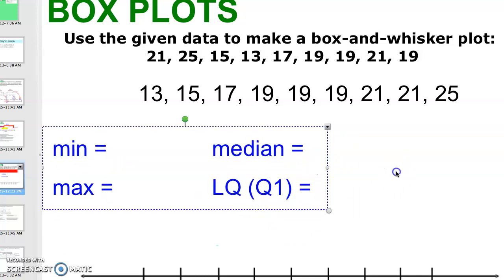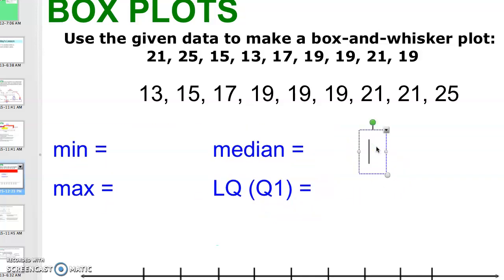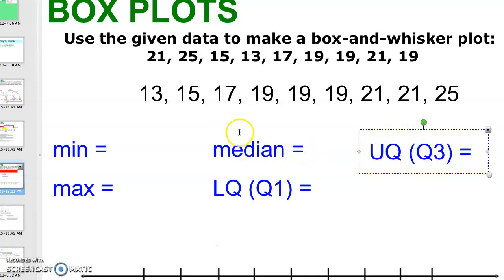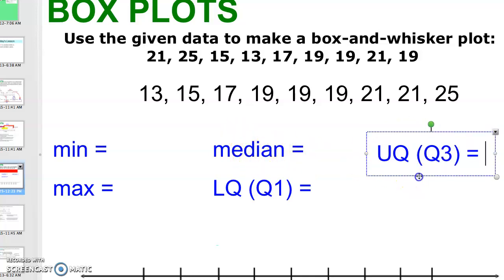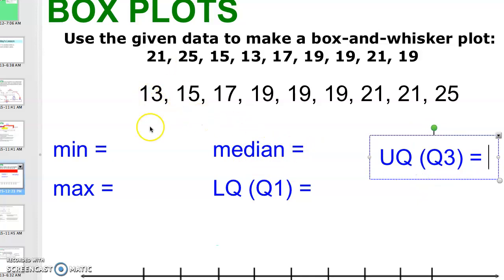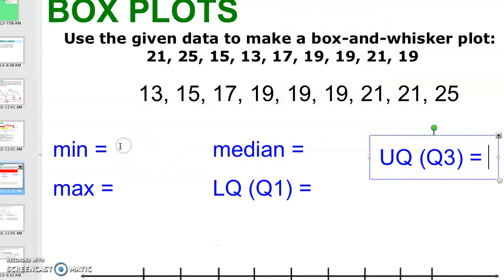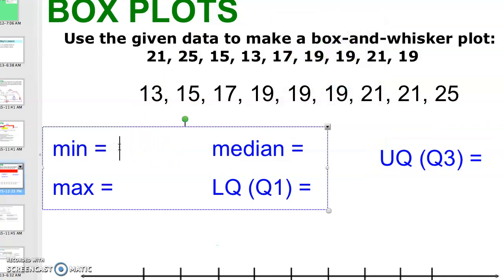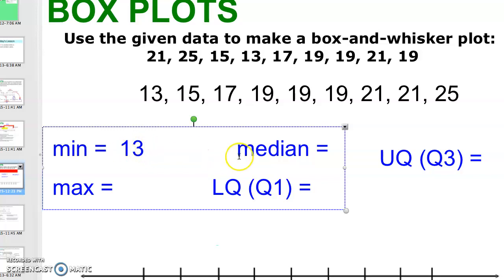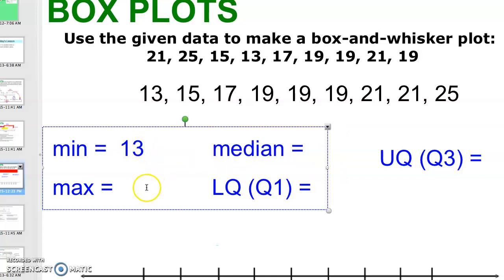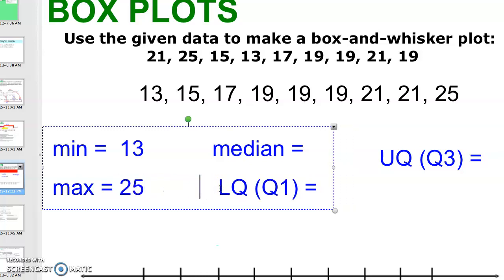Okay. And then we also need the upper quartile or quartile 3. Sorry. The median is quartile 2. Okay. So minimum, we already know the minimum. Min and max are the two easiest. So min, 13. Okay. The max is 25. That's your greatest number. Okay, those two we know.